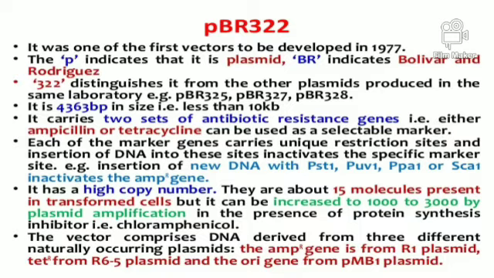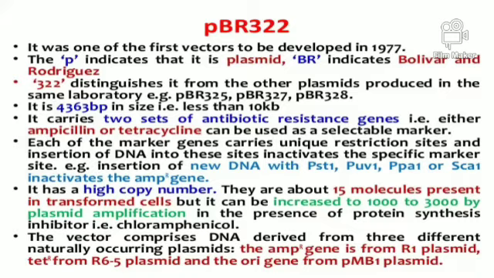Okay, pBR322. In pBR322, the two sets of antibiotic resistance genes are present, that is ampicillin or tetracycline, and either can be used as a selectable marker. So you must want one selective marker present in your vector. Either it may be ampicillin or tetracycline, and both are present in a plasmid.